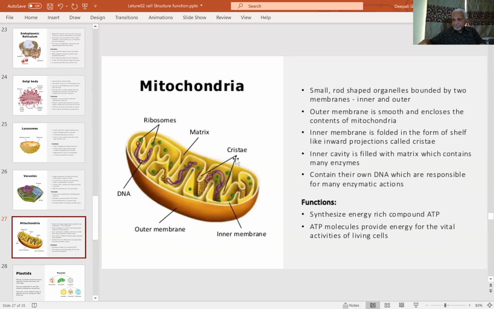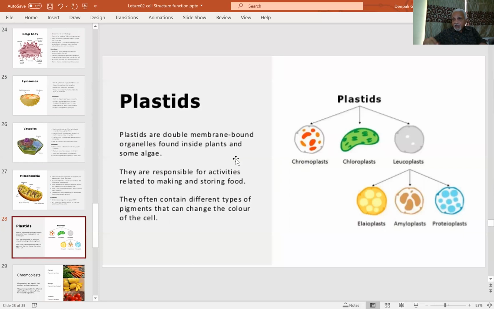But then, if we come to the plant cell, which has a very specific organelle, what we call plastids. Okay, plastids are basically of three types. You have chromoplast, chloroplast, and leucoplasts. Chromoplasts are the colored plastids. Chloroplasts are green in color, very specifically, due to the presence of chlorophyll, and leucoplasts are basically colorless.